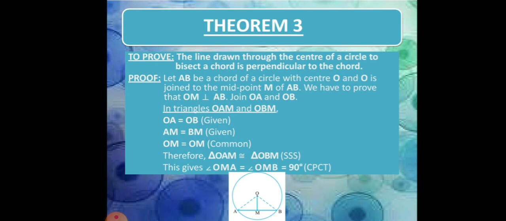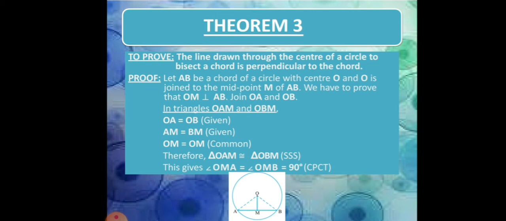In this theorem, we have to prove that angle OMA and angle OMB are equal to 90 degrees. See, in triangle OAM and triangle OMB, OA and OB are equal, both are the radii of the circle. AM is equal to MB because the perpendicular bisects the chord. OM in both triangles is common.